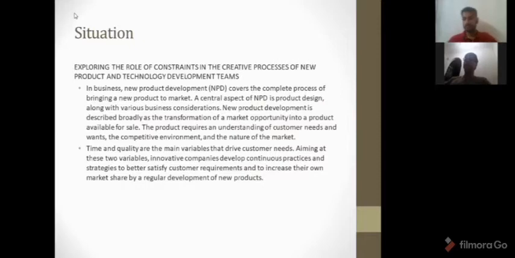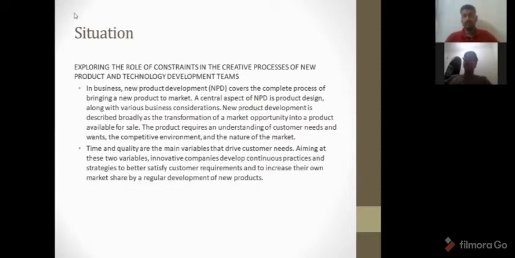Another one is human resources. Another limitation that emerged as a key constraint in the team creative process was human resource constraints. Human resource constraints are limited staffing, where teams feel constrained by lack of manpower to keep up with the project workload, as well as by the lack of the right kind of team members.